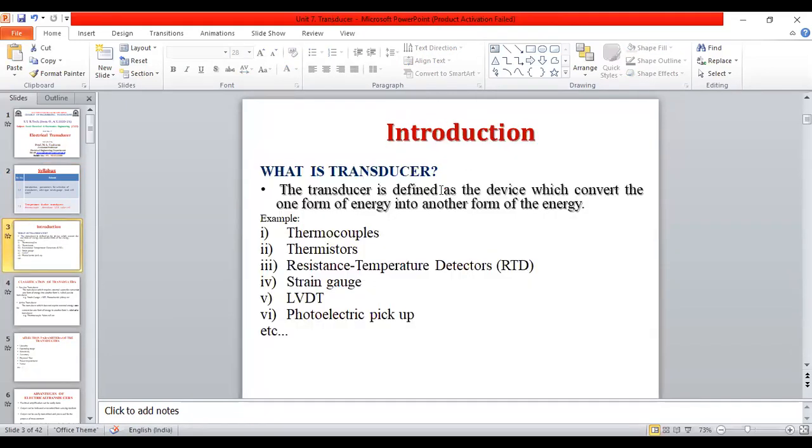We'll go for the introduction part. Whenever we go for the introduction, the first question that arises is: what is a transducer? I already told you that a transducer is defined as a device which converts one form of energy into another form of energy. All these things we call transducers.